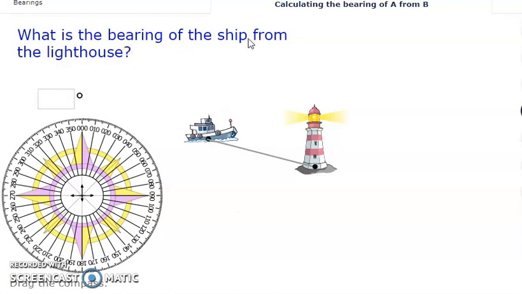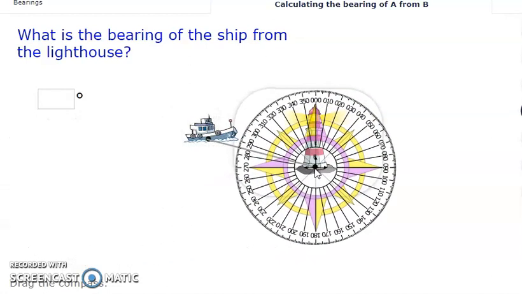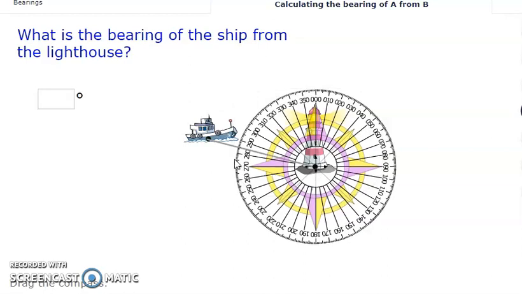What is the bearing of the ship from the lighthouse? So this is your ship and this is the lighthouse. So how to measure the bearing? You bring this compass over here and measure this angle from here, 20, 30, 40 like this, and this is showing 285. So this angle is 285.